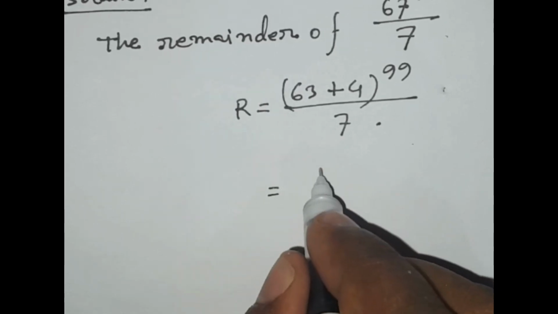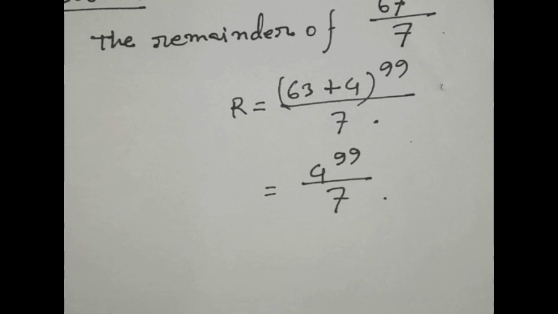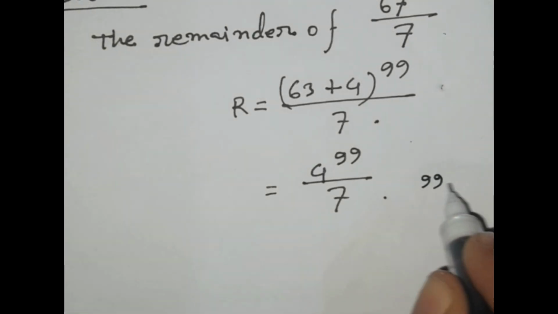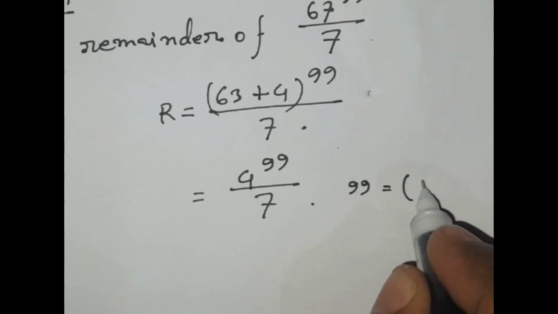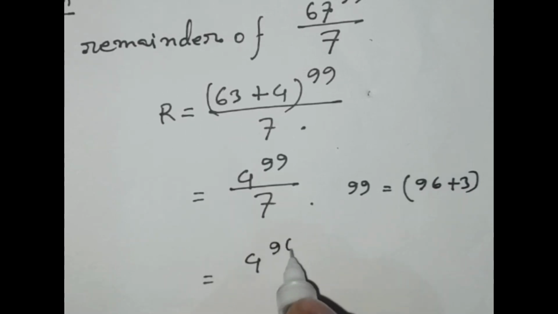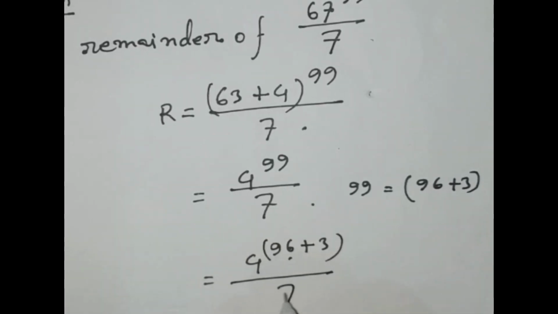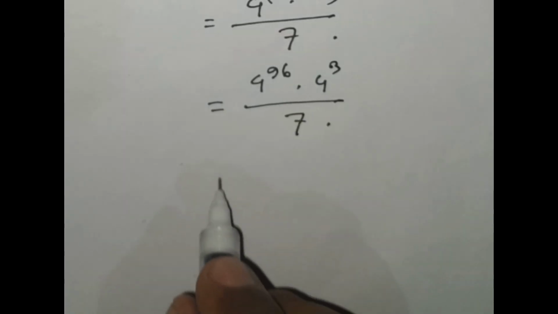So we can write it as 4 to the power 99 by 7. We have to break the power in the format 4n plus x, so we can write 99 as 96 plus 3. So we can write 4 to the power 96 plus 3 by 7, which is 4 to the power 96 into 4 to the power 3 by 7.